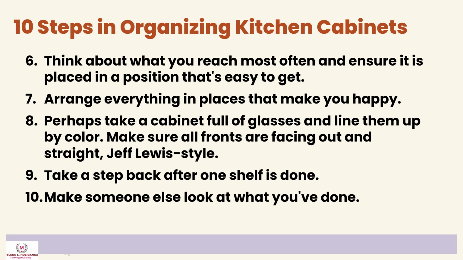6. Think about what you reach most often and ensure it is placed in a position that's easy to get. 7. Arrange everything in places that make you happy. 8. Perhaps take a cabinet full of glasses and line them up by color. Make sure all fronts are facing out and straight, Jeff Lewis style. 9. Take a step back after one shelf is done. And number 10. Make someone else look at what you've done.